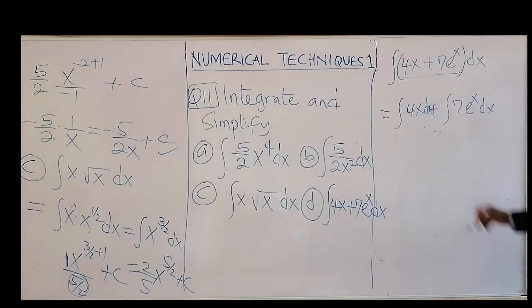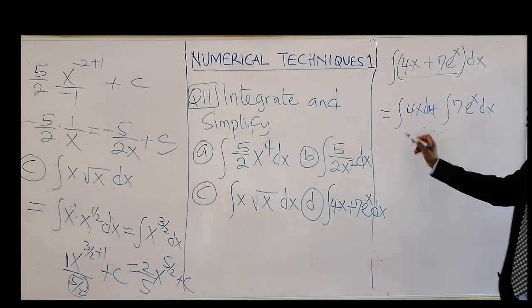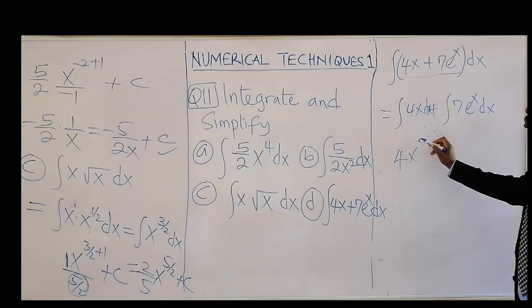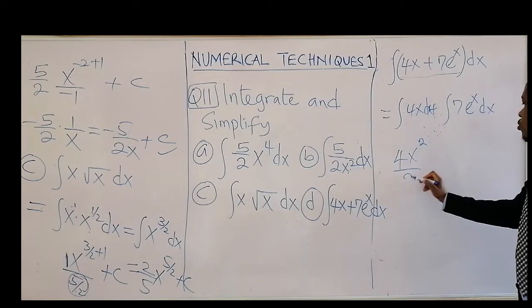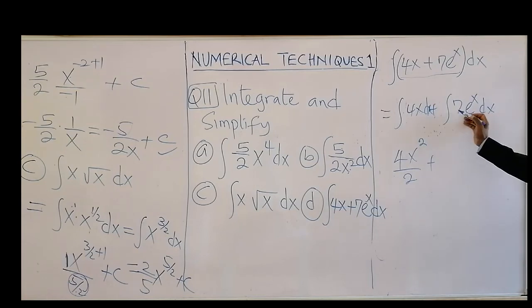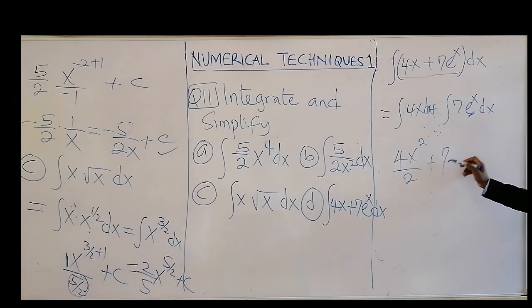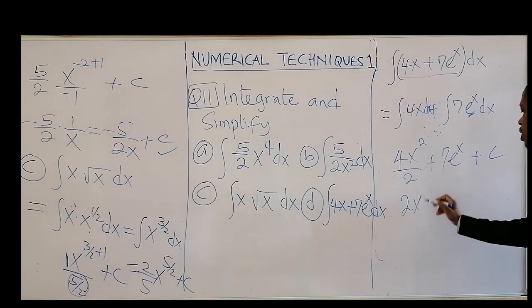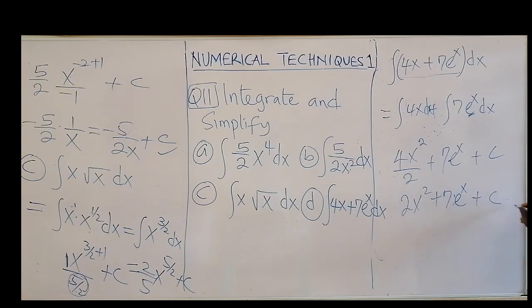And the integral of 4x will be what? 4 can go outside, and then this x is having power 1, so 1 plus 1 over 2, that's x squared over 2. Then this 7 also can go outside, and when you integrate the exponential function, it's the same as that function. Then plus c, and that finished the work. 4 over 2 is 2, so 2x squared plus 7e to the power x plus c. That finished the work.